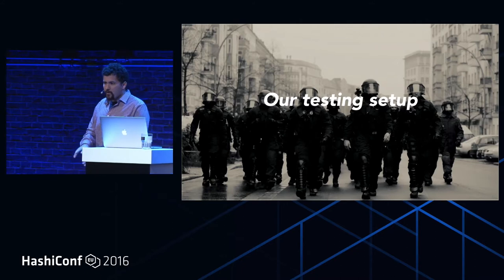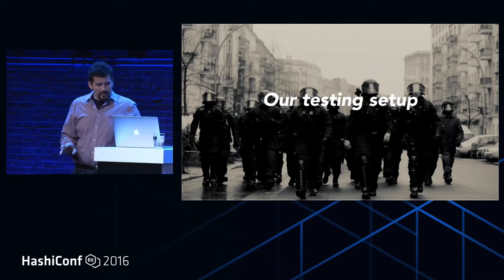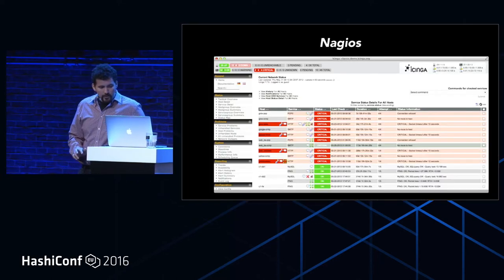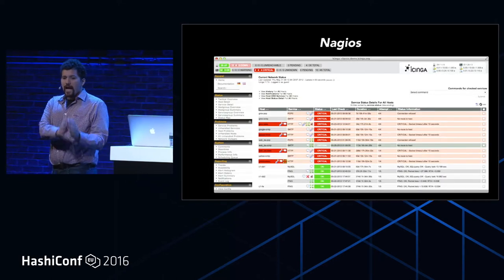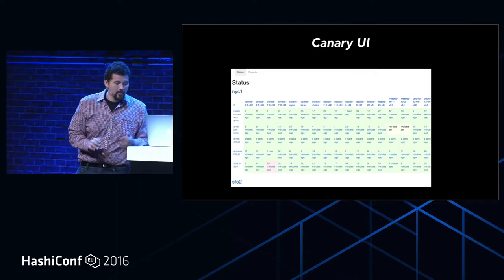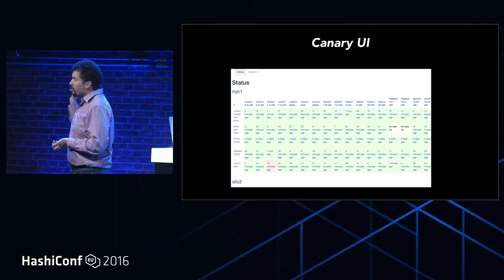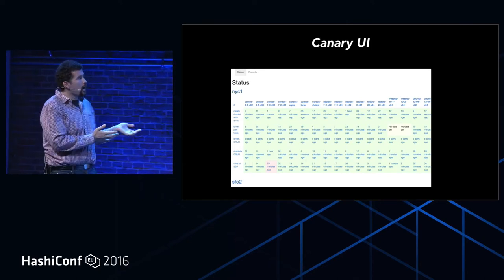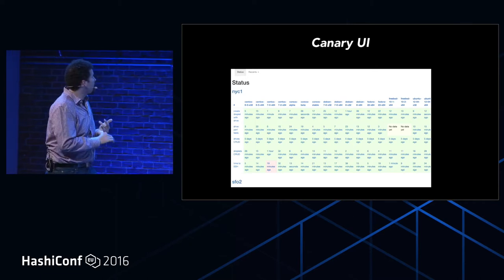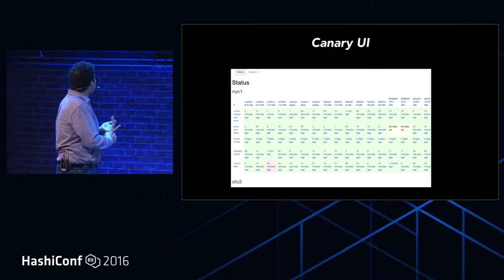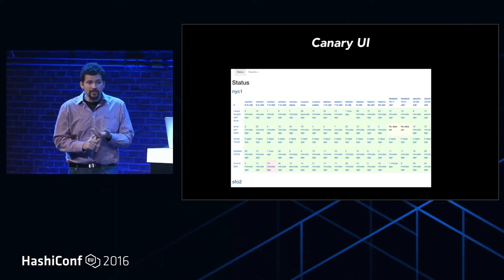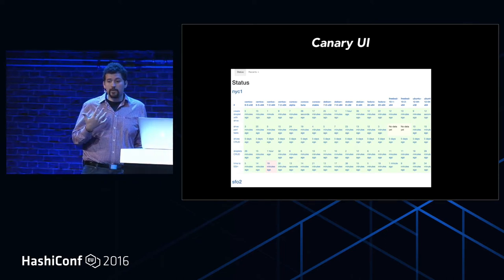So we wanted to start our testing setup. And we wanted to really get from Nagios right here to where we're at today, which is our Canary UI. Our Canary UI is basically a set of production integration tests that run across, I think, 12 different platforms across 8 different data centers. So this matrix can get incredibly large.